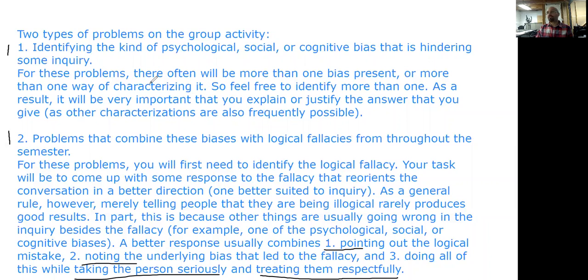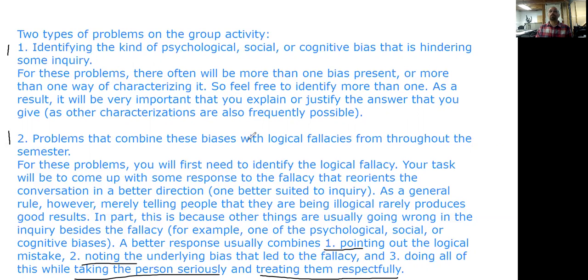There'll frequently be more than one bias present, so make sure you explain your answer in some sense, right? Make sure you go into some sort of justification of precisely why you're characterizing the failure in the way that you are. So I'll be predominantly looking at those explanations. You can also feel free to identify more than one bias if you think more than one is at play. Indeed, there will frequently be more than one at play.